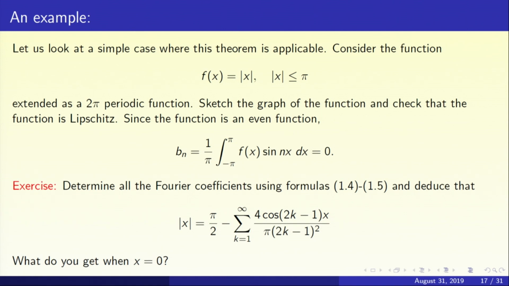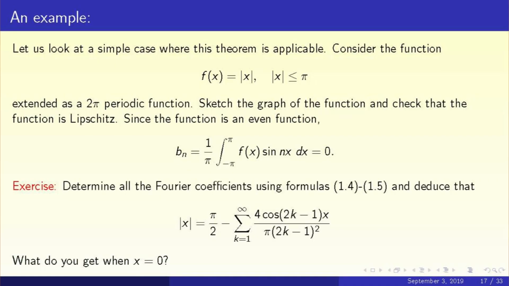So we must now move on to looking at a simple example of a function which is Holder continuous. The classic example that I am taking is f of x equal to mod x when mod x is less than or equal to pi. So what is the function? It's mod x, like this. That's the graph, and you can extend it as a 2 pi periodic function, and you get a triangular wave pattern. So it's a nice Lipschitz function. I can compute the Fourier coefficients, and the Fourier series will give you back the function f of x because of the basic convergence theorem.